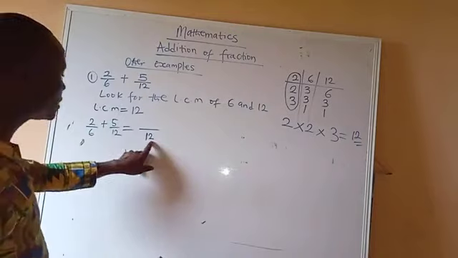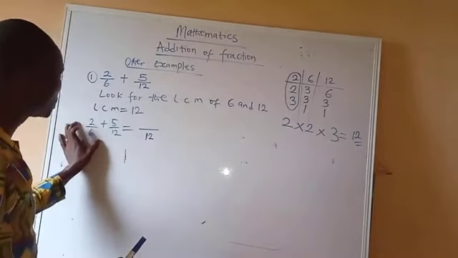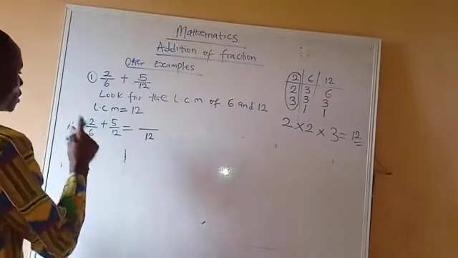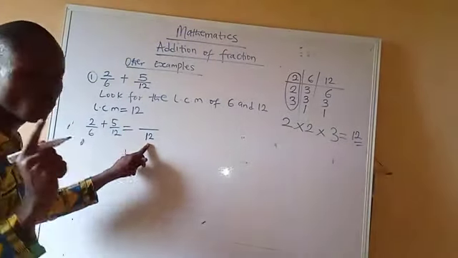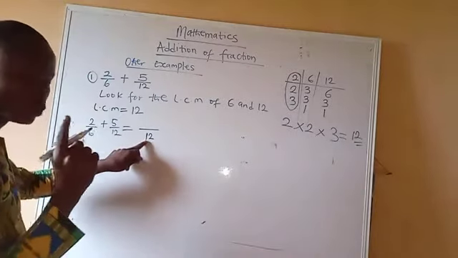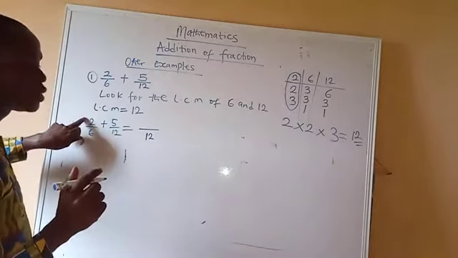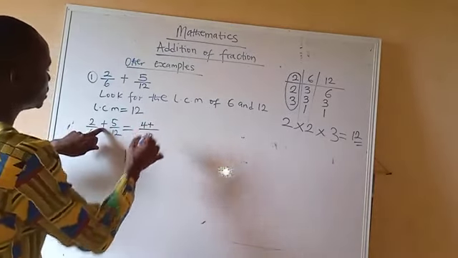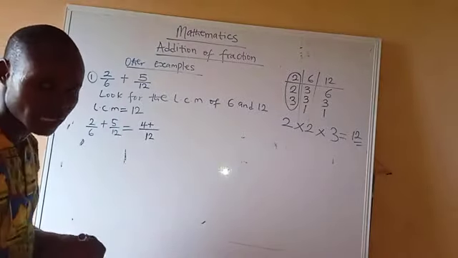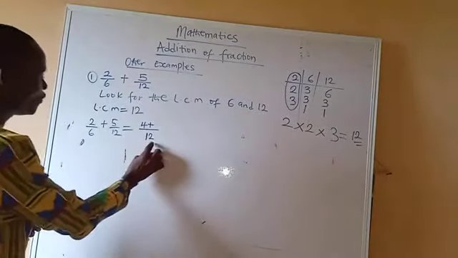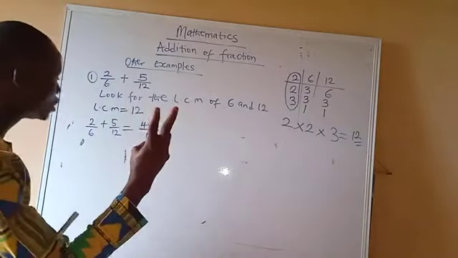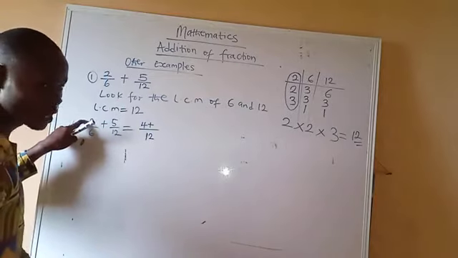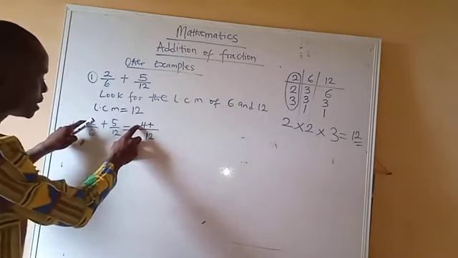You carry the denominator of this first fraction, which is 6, divided by 12. 6 divided by 12 will give you what? 2. That 2 you got, multiply it by 2, which will give us 4. You put your addition sign. Let me repeat it again. 6 here divided by 12 will give us 2. That 2 you get, you multiply it with your numerator, which is 2, to give us 4. You bring it down here.